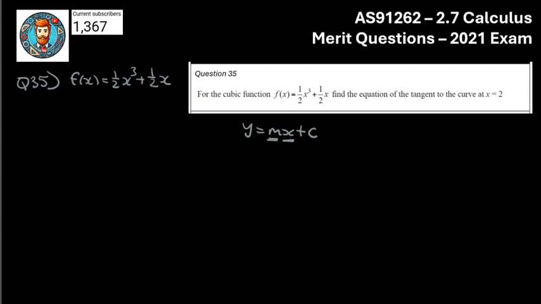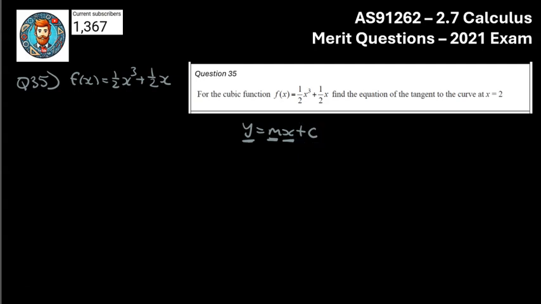I can find out m with a gradient function. That involves me differentiating this to get a gradient function. I can find out y by substituting x back into the original function. And then finally, that means I'm going to have to use algebra to get c.